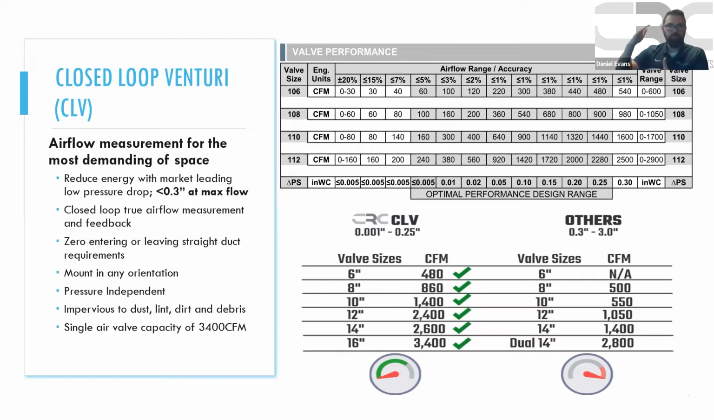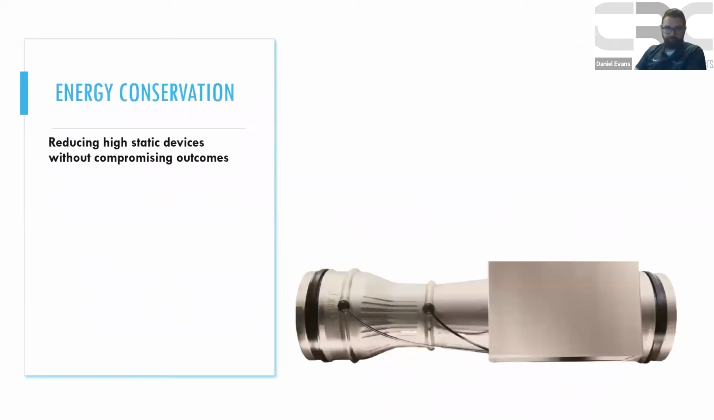And that gives us a little bit of room from its actual max flow value. And at a 6-inch, you can see we can put 480 CFM through it, and then a 16 all the way up to 3,400 CFM. So that's one of those areas, again, having the ability to reduce the number of parts and pieces that may be put together to get a similar result.